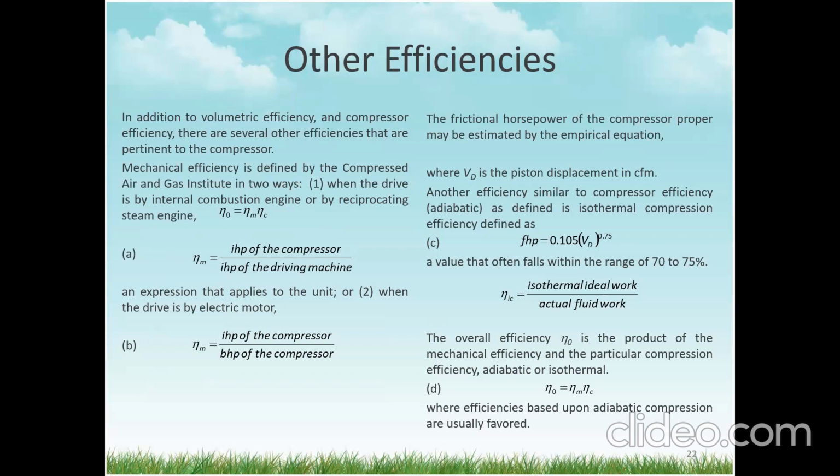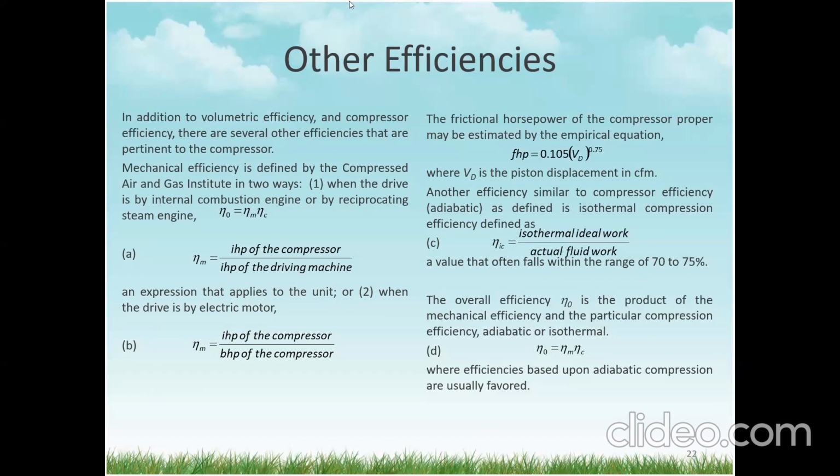Okay. So the frictional power of the compressor proper may be estimated by empirical equation. So wait, nawawala. So yan, ito pala. Tumaas to. Okay? So dito ulit, IHP of the compressor, ito yung actual required ng compressor mo. Diba? Tapos, siyempre, yung source mo, magbabawas yon. So, ito na yon. BHP of the compressor.